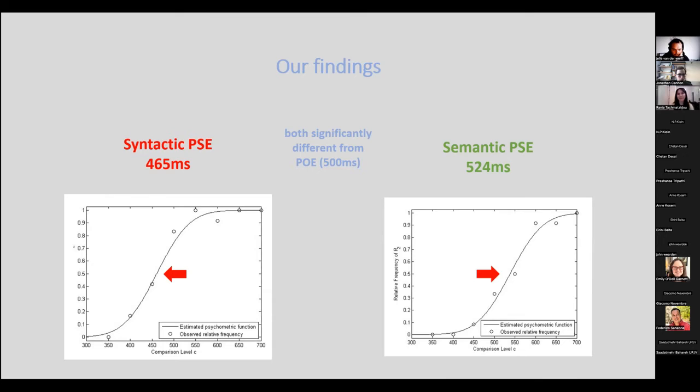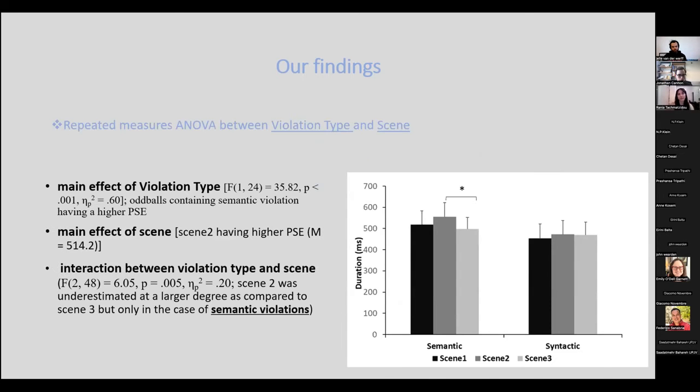But now, for the semantic violations, the point of subjective equality was at 524 milliseconds, which means that participants underestimated the duration of this stimulus, the semantic violation. So we can see a big difference between the two types of violations. Of course, we further analyzed our findings.